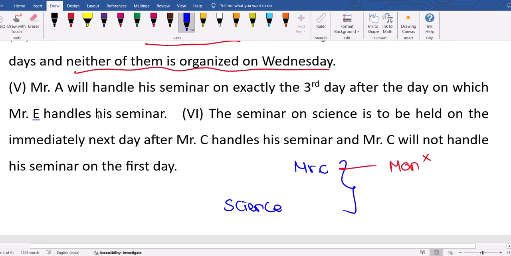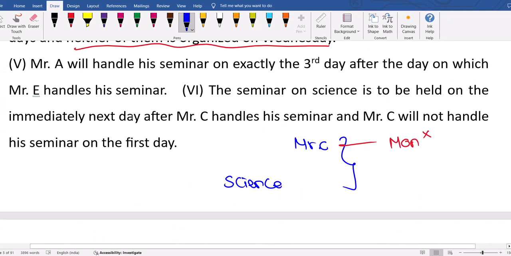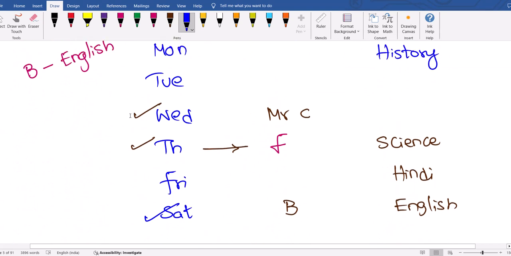They said in the question, one more thing: A will handle his seminar exactly on the third day after the day on which E handles his seminar. E, then third day is A. So E handles his seminar, and the third day, who will take? A will handle. Then the only slot available is Friday. Friday is whom? A.